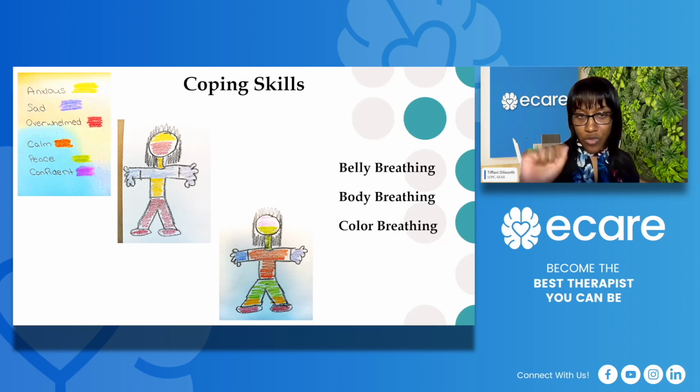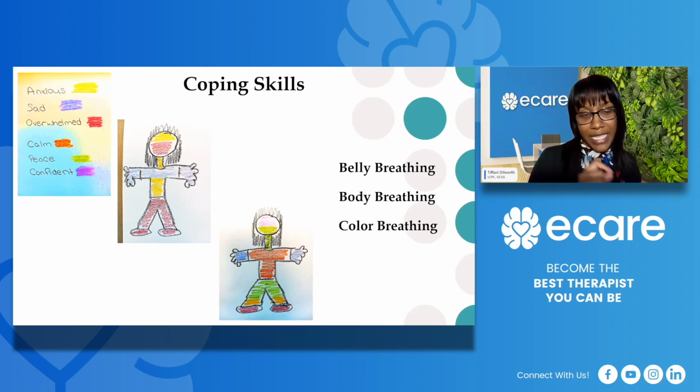And we have them just identify a color, whatever color they choose, to represent the feeling that they're having. And then we do some deep breathing with them. So with this particular client, we breathe in orange for calmness, blow out yellow for anxiety. Breathe in orange for calmness, blow out yellow for anxiety. And just back and forth, breathe in green for peace, blow out blue for sadness. Just back and forth, back and forth.